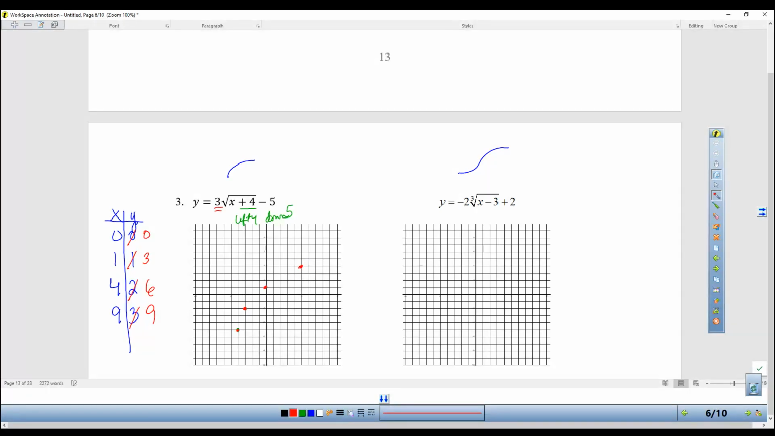And sometimes that just helps you get a better shape. If you're doing homework, maybe not. If you're doing a quiz, you might want to think about doing that.